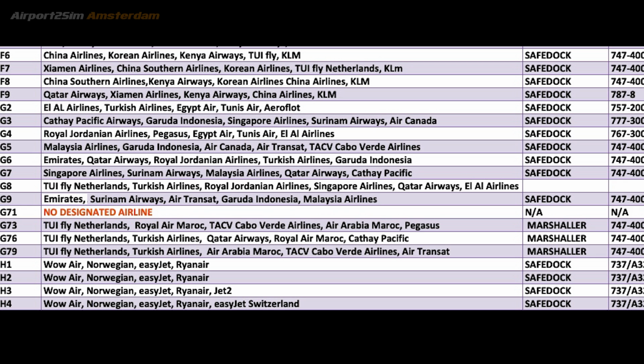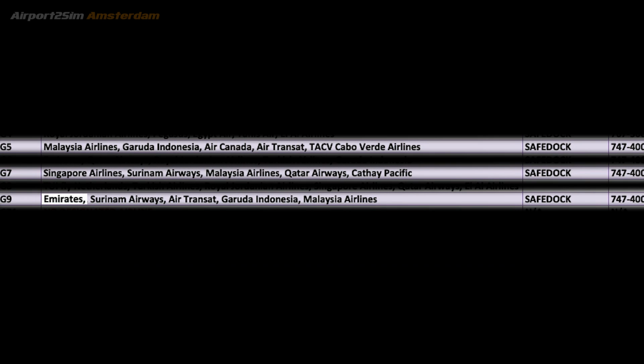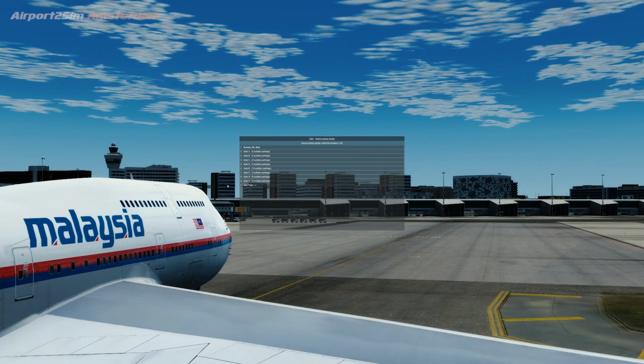So we can see that our Malaysian Airlines 747 would be quite happy at gate G5, at gate G7, or indeed gate G9. So that makes life a lot easier. Rather than having to guess the gate, we can just fit our aircraft type and airline type directly into a gate. So let's run with Gulf 7 once again and see what happens. So we're going to select Gulf 7, and you can see this time it's telling us that we have a safe dock.